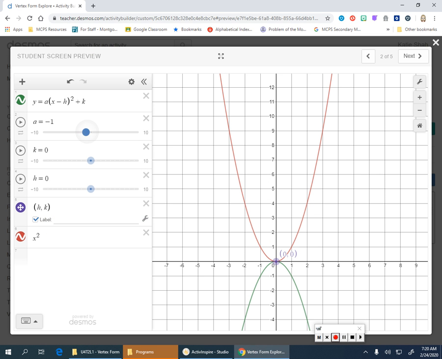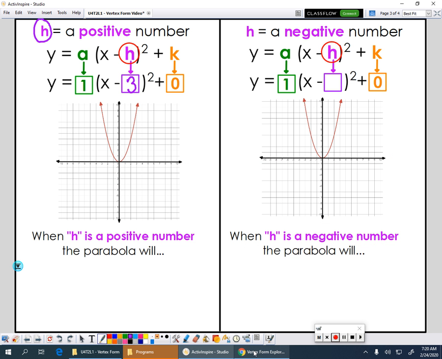All right, so I'm going to make my a value 1, because I want to go back to that parent function. And now I want to see what happens as h becomes a positive number. Watch the function. See what happens. There's 1, 2, 3. Okay? I'll come back to that, but look what happens as we get other positive numbers. When h is positive, I hope you notice that the vertex of this parabola is moving, and the vertex of the parabola is moving to the right. So when h was 3, my vertex moved 3 places to the right.